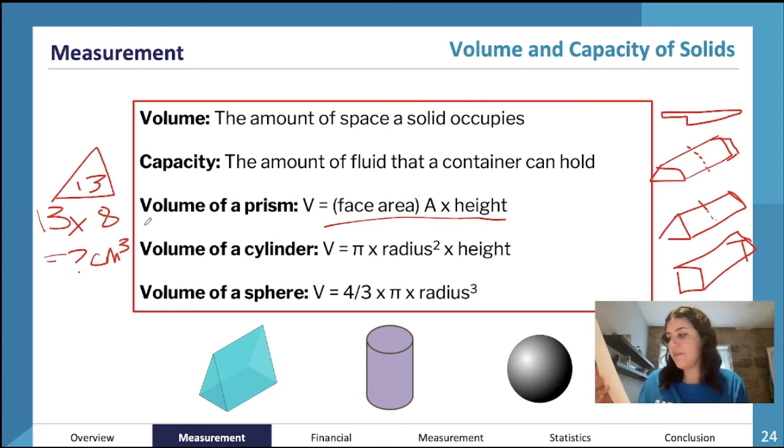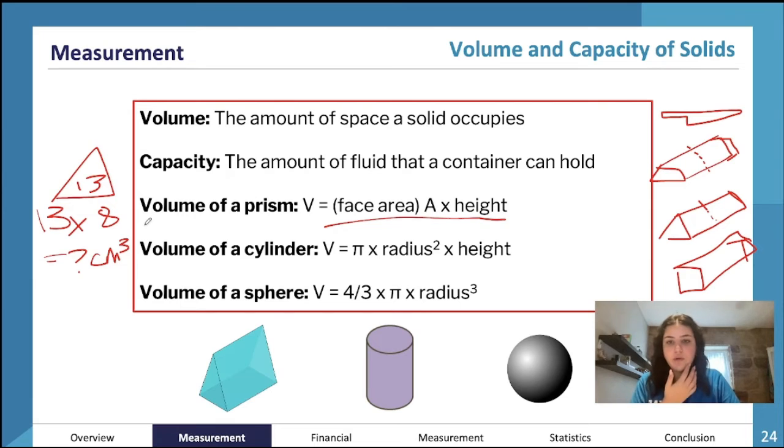So let's have a look at our formula sheet. Pi times radius squared times height. Not on your formula sheet. Volume of a sphere, 4 over 3 times pi times radius cubed. We do get that. 4 over 3 pi r cubed. It's the bottom one here. I always remember anything to do with the 4 is a sphere.